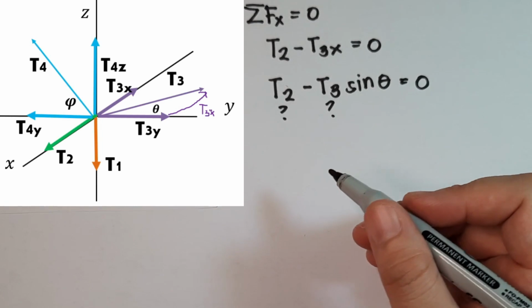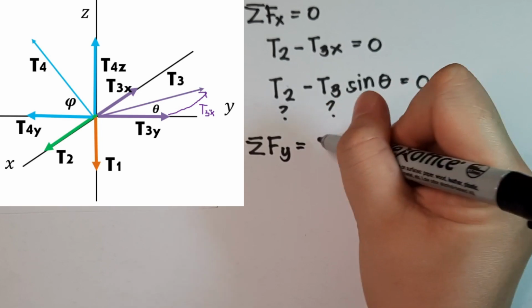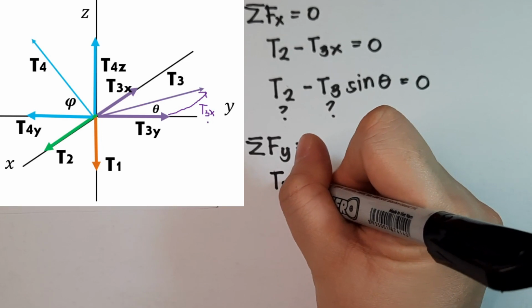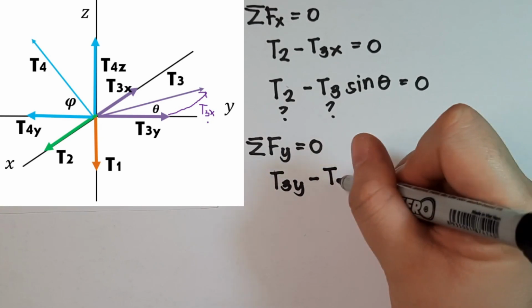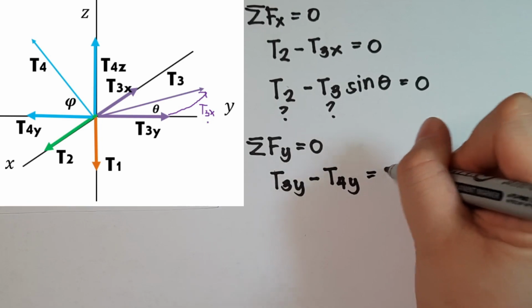So let's solve for the summation of forces along Y. The summation of forces along Y is equal to 0. And how many forces do we have along Y? We have here T3Y and T4Y. T3Y is along positive Y, while T4Y is along negative Y. So we will have T3Y, that is positive, minus T4Y, that is negative, and that is equal to 0.